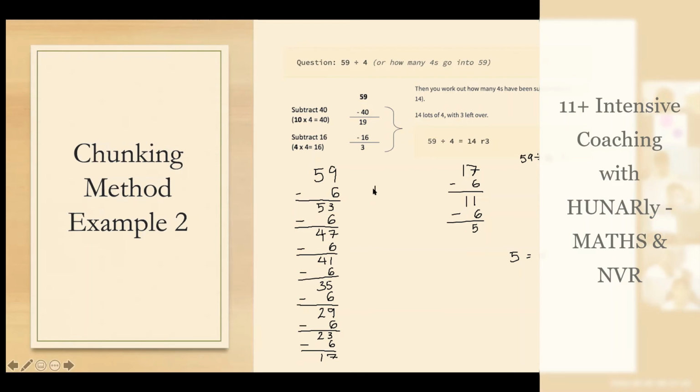So that's 1, 2, 3, 4, 5, 6, 7, 8, 9. Perfect. So our answer is 9 remainder 5. Okay, or 9 R 5.